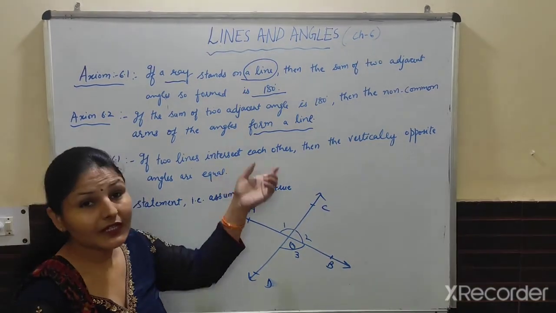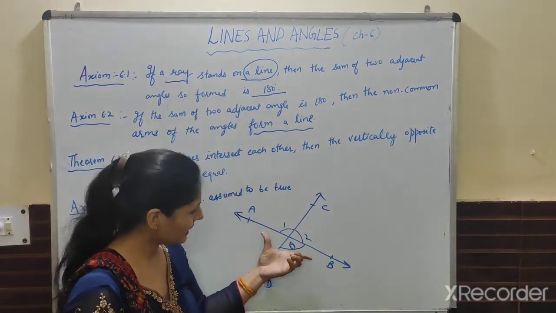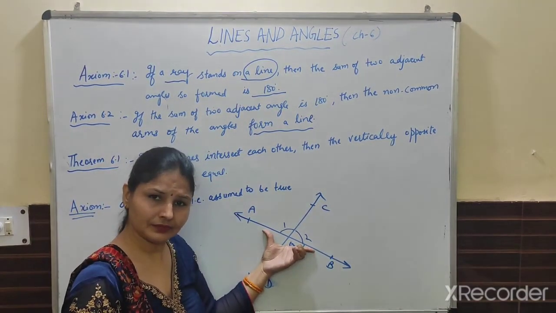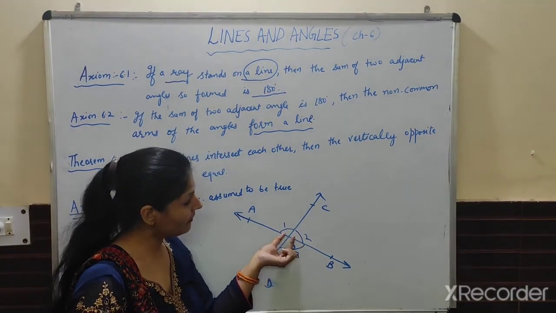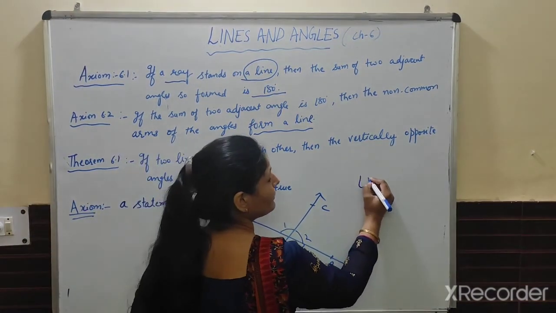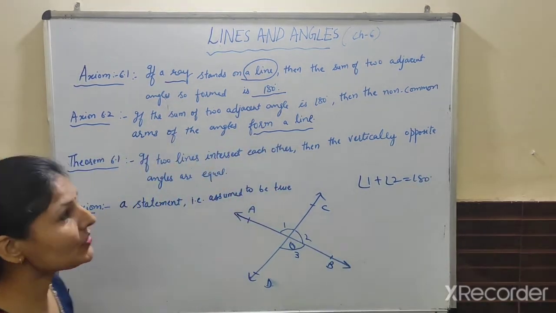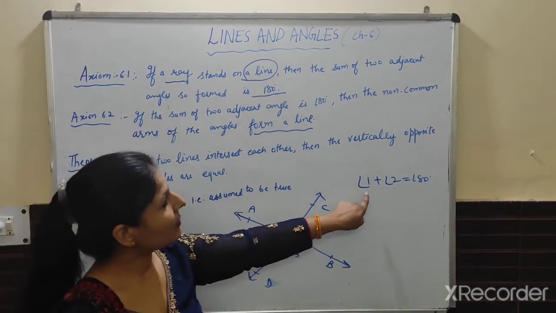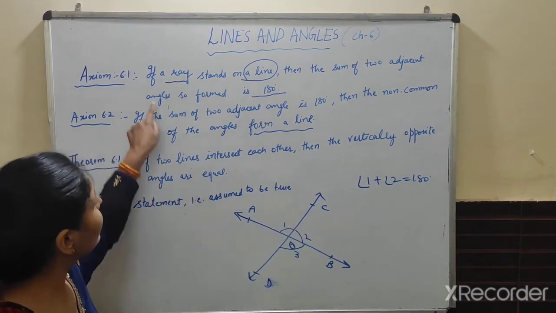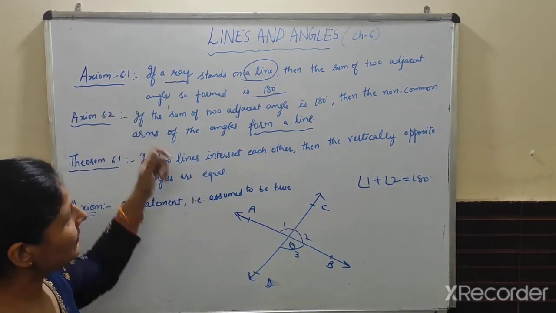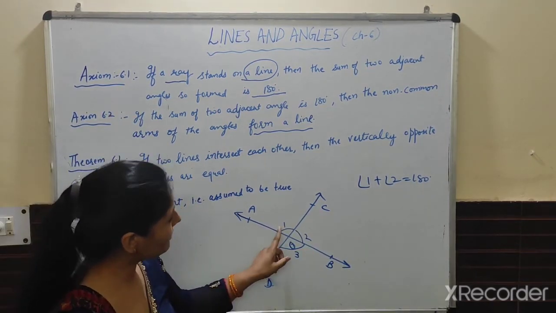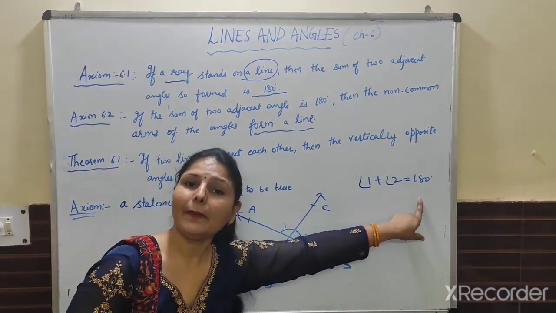Yes. We will use these two axioms here. AB is a line. It means the sum of angle 1 plus angle 2 will be 180 degrees. By which axiom? Which axiom did we use? Axiom 6.1. If AB is a line, then the sum of these two angles will be 180 degrees.